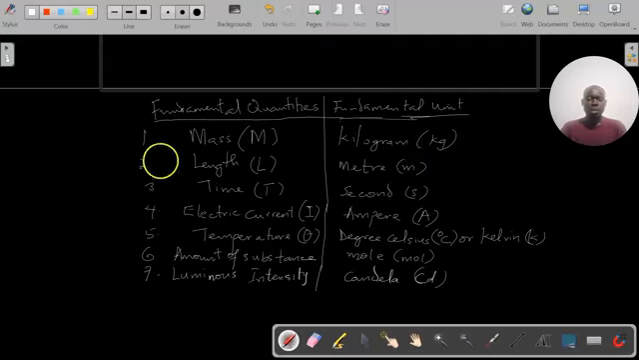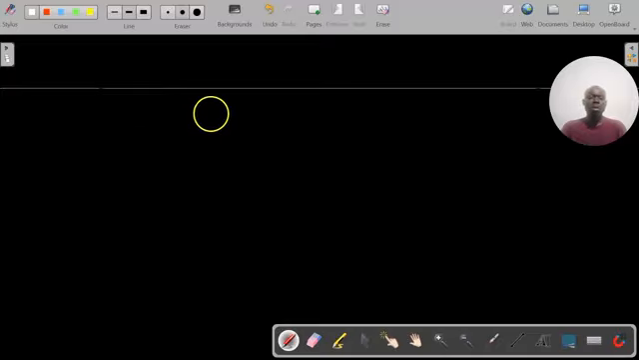So you have mass, kilogram, length, meter, and so on. They are usually seven, and these are their symbols. So the next thing to look at is derived quantities. What are derived quantities?